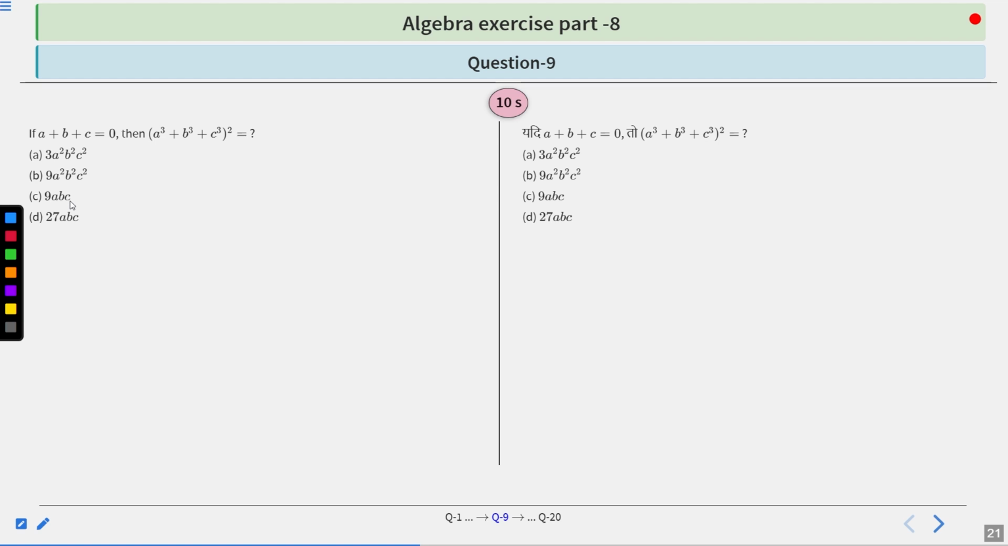Next, if a plus b plus c is equal to 0, then (a cube plus b cube plus c cube) whole square is going to be how much? And the options are option A, thrice of (a square plus b square plus c square), option B, 9 times of a square into b square into c square, option C, 9abc, and option D, 27abc. These are the options, and I'm giving you 10 seconds to find out the correct answer.